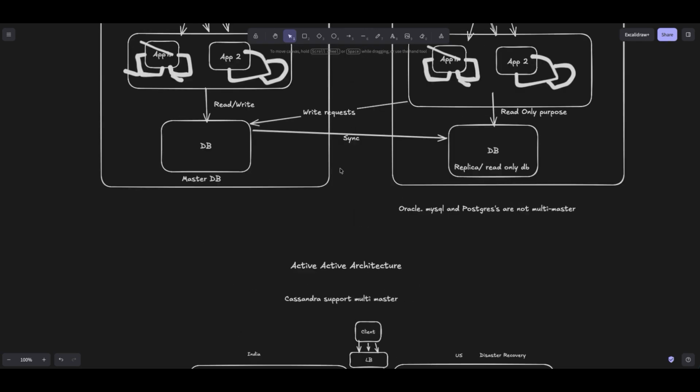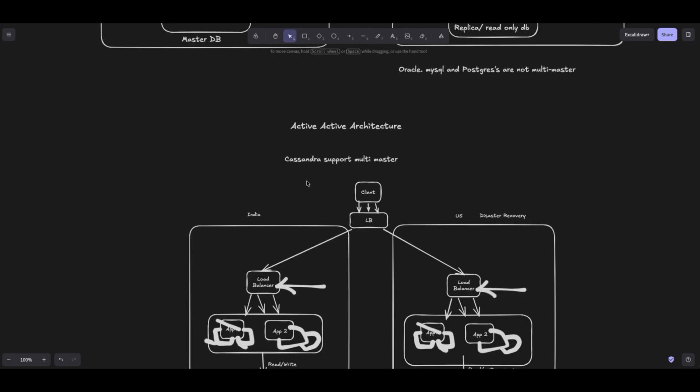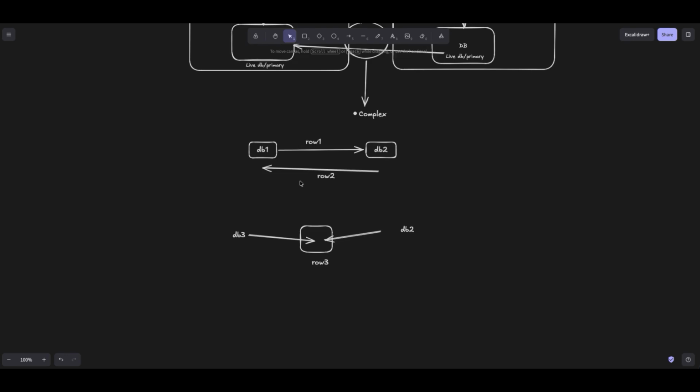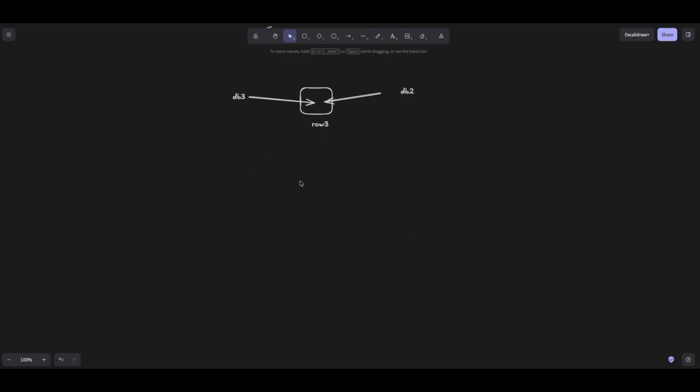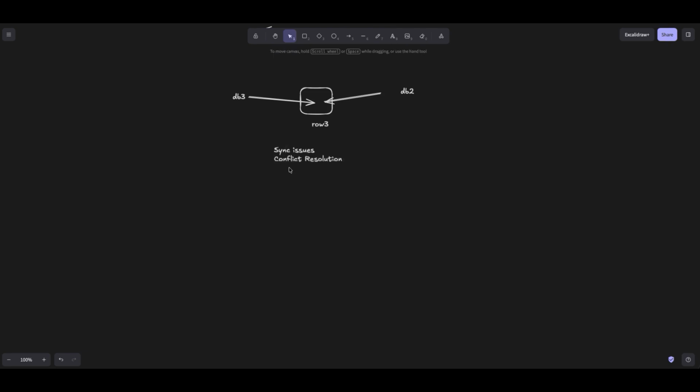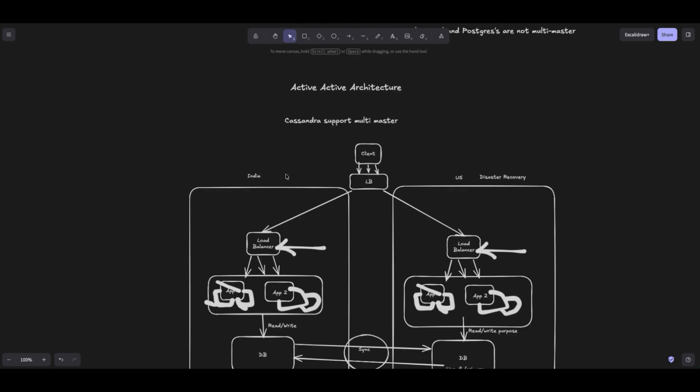So what does it mean? It means our active-active architecture will utilize all of our resources to their full capacity. However, there are some challenges that have to be worked on, which are synchronization issues and conflict resolution. So this is a different topic, and I need to have a separate video for that. I hope you understand this much about designing a highly resilient system.